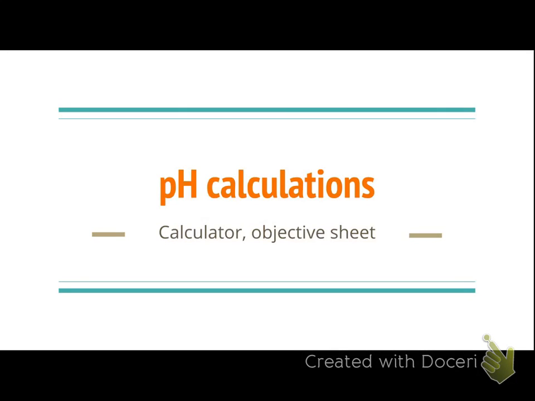This lecture is going to go over pH calculations. You're going to want to make sure you have your calculator as well as your objective sheet. Now with your calculator, if you're having difficulty getting the numbers that I am, it might be that you're typing things in your calculator incorrectly. Your calculator might be different than someone else's calculator, which might be different than mine. It just depends on what calculator you are using. So come see me if you are not getting the same answers that I am here.